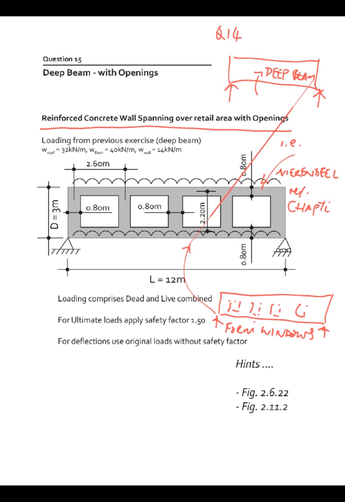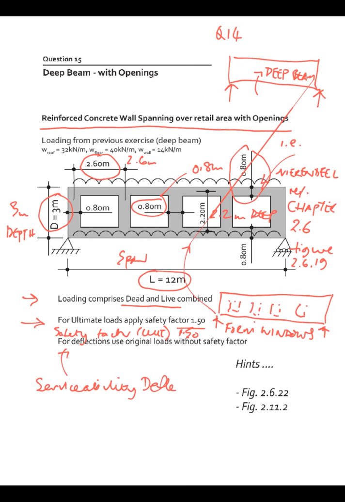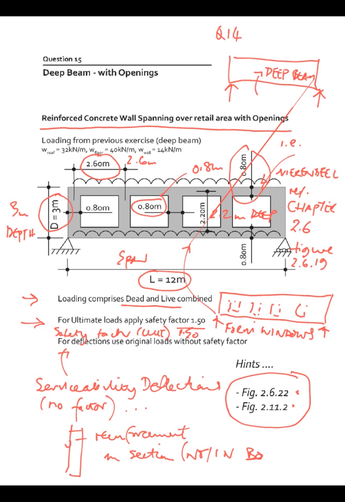In chapter 2.6, figure 2.6.19 shows Vierendeels. It's a span of 12 meters, depth 3 meters. The distance between the mullions is 2.6 meters and it's 2.2 deep, and each section of concrete is 0.8. We use a safety factor of ultimate of 1.5, and note for any deflections we use a serviceability with no factor. The figures are given, which are referenced, 2.6.22, 2.11.2. And the reinforcement is not in the book, but we'll go over this in this video.